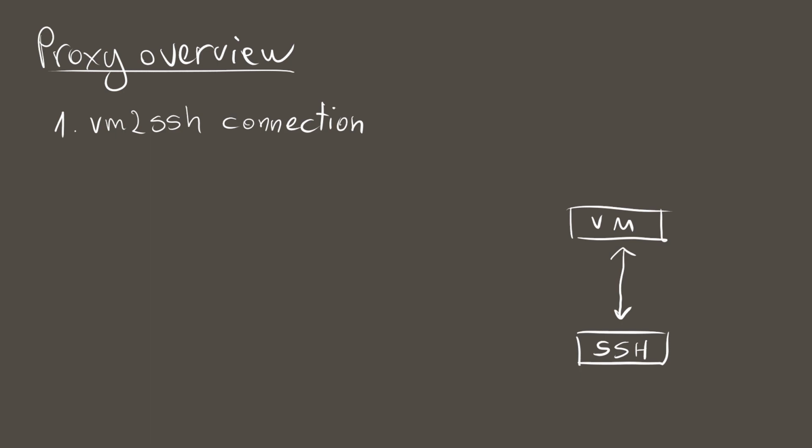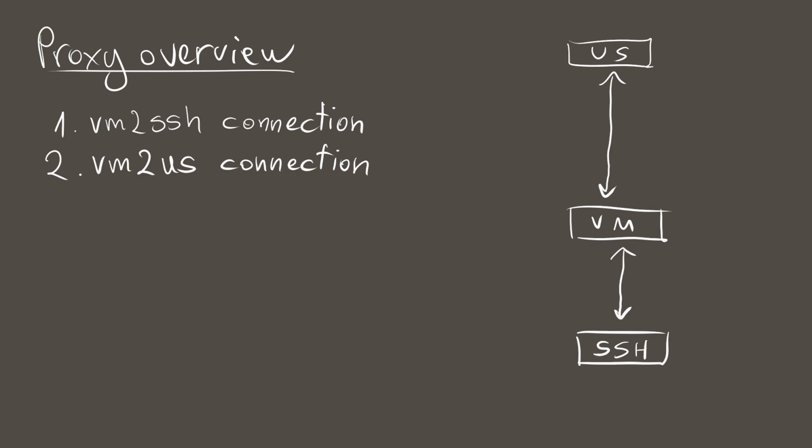Our proxy will look like this. Initially, it will set up 2 connections, one running in between the VM and the SSH server, we'll call it VM to SSH, and one running in between VM and our machine, which we'll call VM to us. What should happen is that the VM should regularly check if any of the connections have incoming data and forward it to the other one.